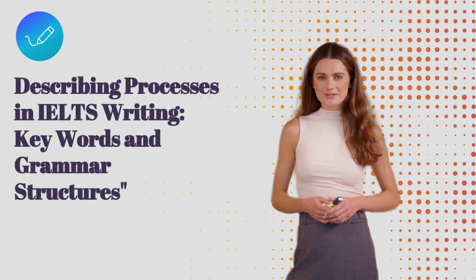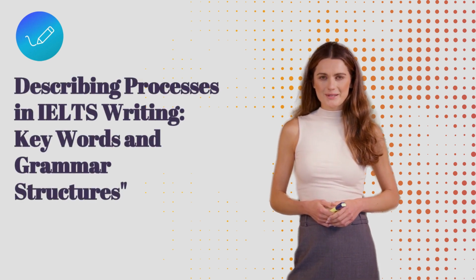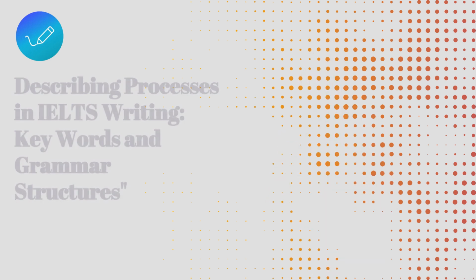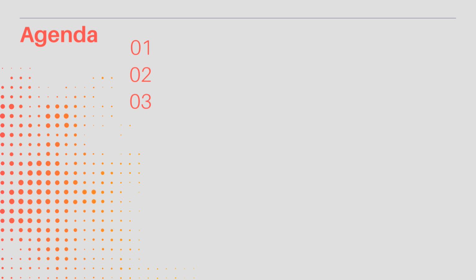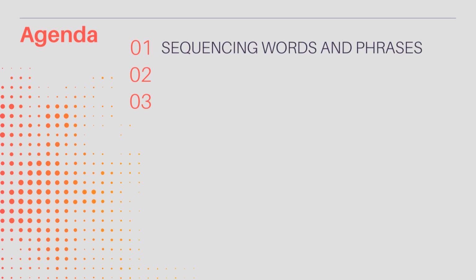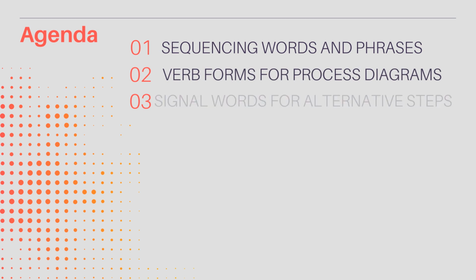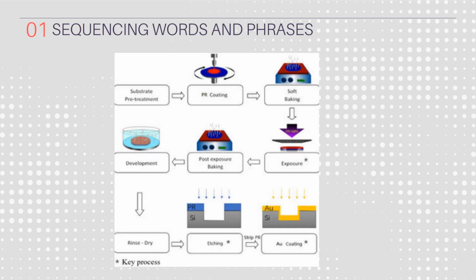Hello and welcome to our short video explanation about keywords and grammar structures for writing diagrams in IELTS Writing Part 1. Today, we'll share sequencing words and phrases that are useful for writing diagrams, learn verb forms for process diagrams, and signal words for alternative steps. Sequencing words and phrases. These words or phrases can be used to describe the steps or stages of a process.